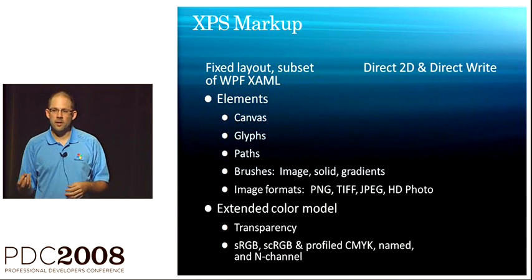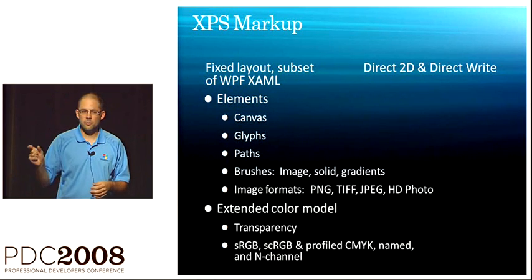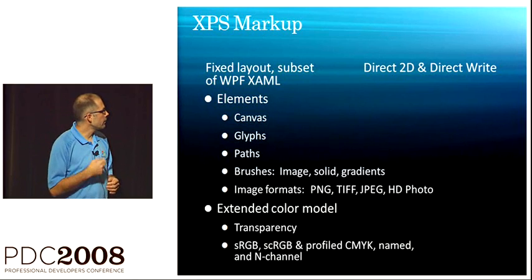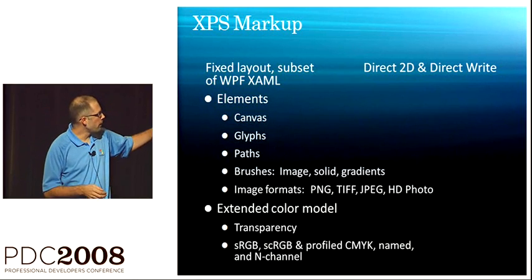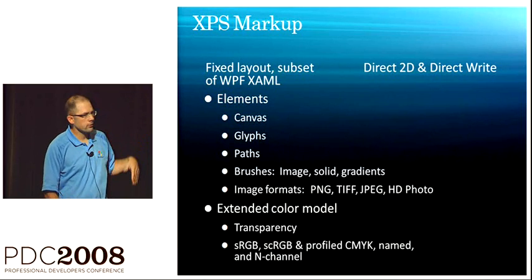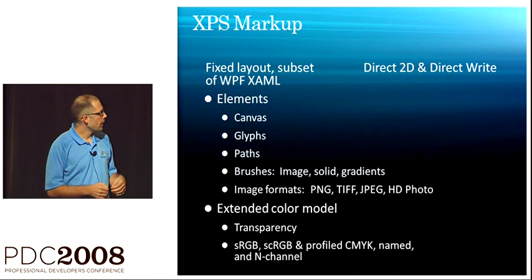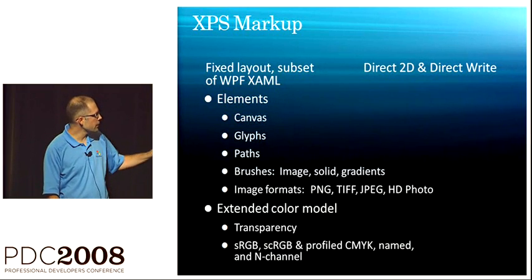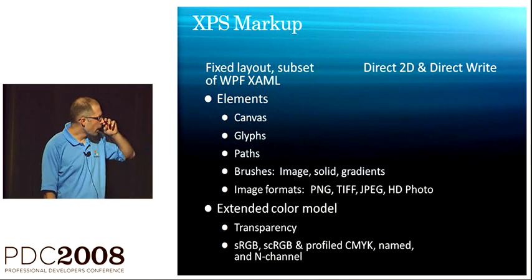The markup that we use in XPS is a subset of XAML. It's a very small delta from the XAML markup that you see in Silverlight. It consists of this basic group of elements. Canvas is a grouping element, glyphs for text. You draw things with paths, and you then stroke those paths and fill those paths with brushes. The interesting stuff really is down the bottom.